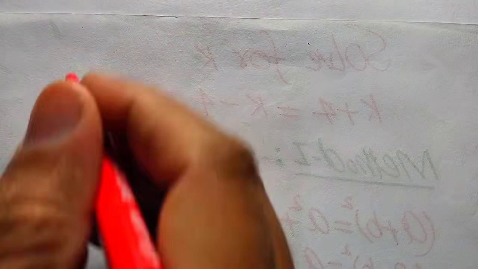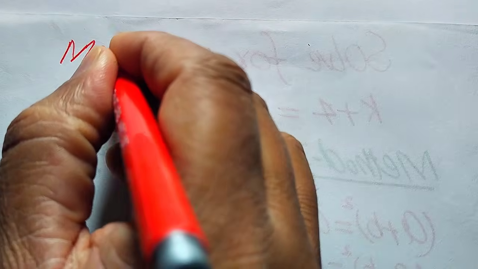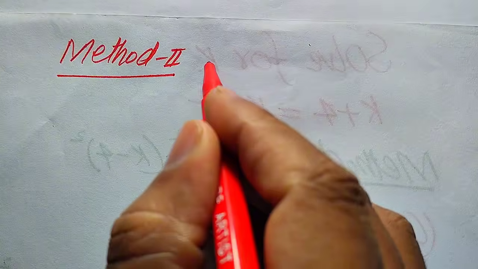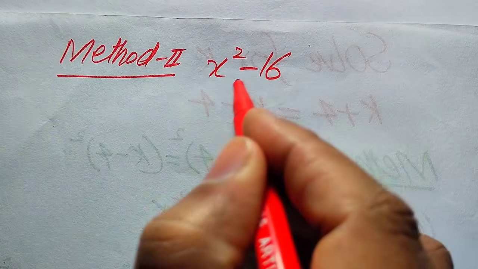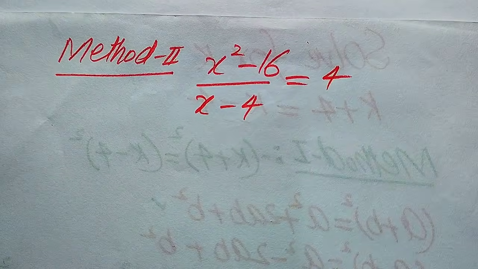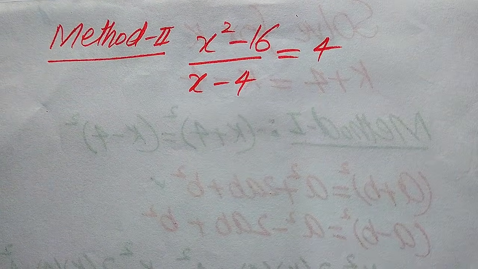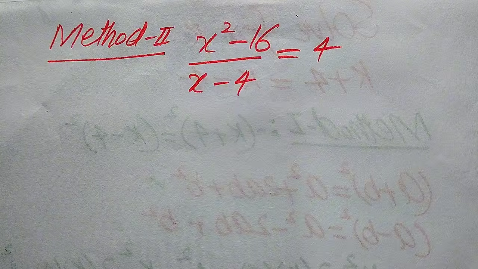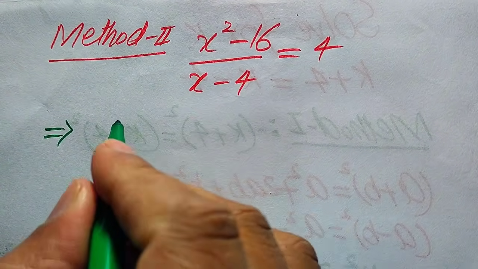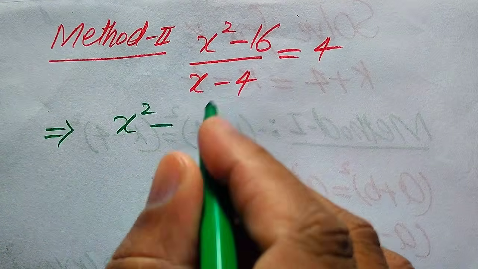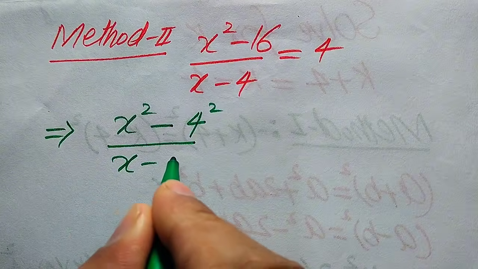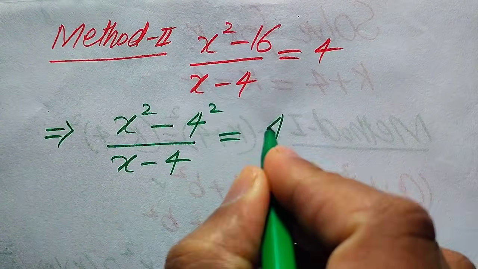So in the second method we need to copy down the given question statement here, so our given question statement is x square minus 16 divided by x minus 4 equals 4. This is the given question statement, and here we just use another technique to solve this problem. So first we rewrite this equation as x square minus 16, we write 16 as 4 square, divided by x minus 4 equals 4.